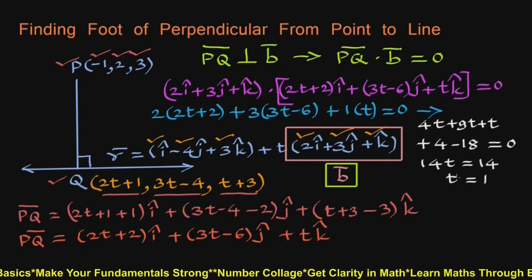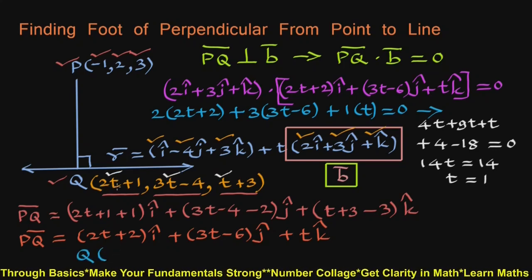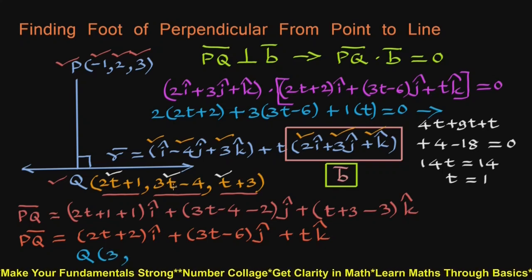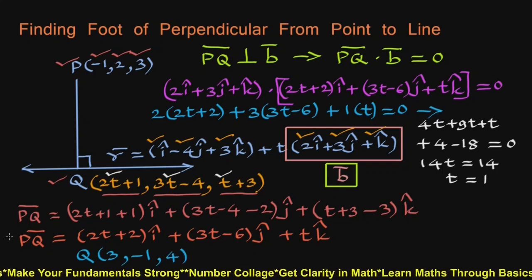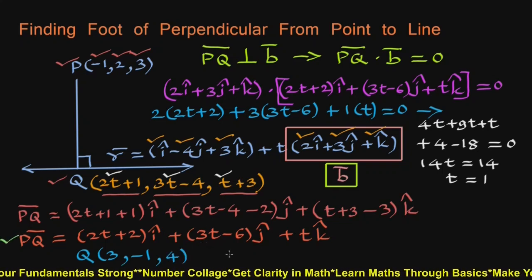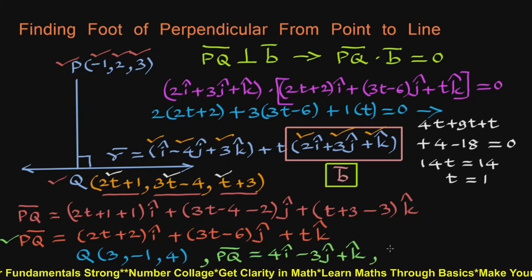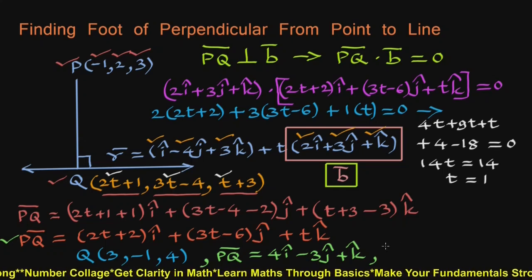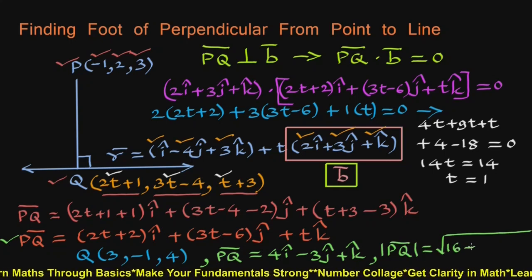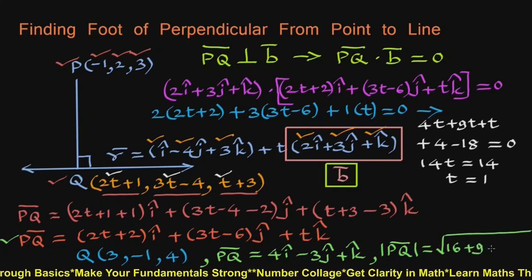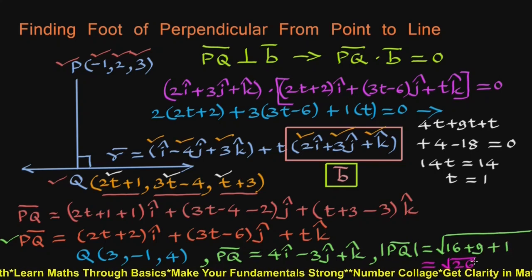Substituting the value of t here, the coordinates of the foot of the perpendicular Q will be (2 × 1 + 1, 3 × 1 − 4, −1 + 1 + 3) = (3, −1, 4). And this vector PQ will be 4i − 3j + k, and the length of the perpendicular, mod PQ, is the square root of 4² (16) + (−3)² (9) + 1² (1), which is √26 units.